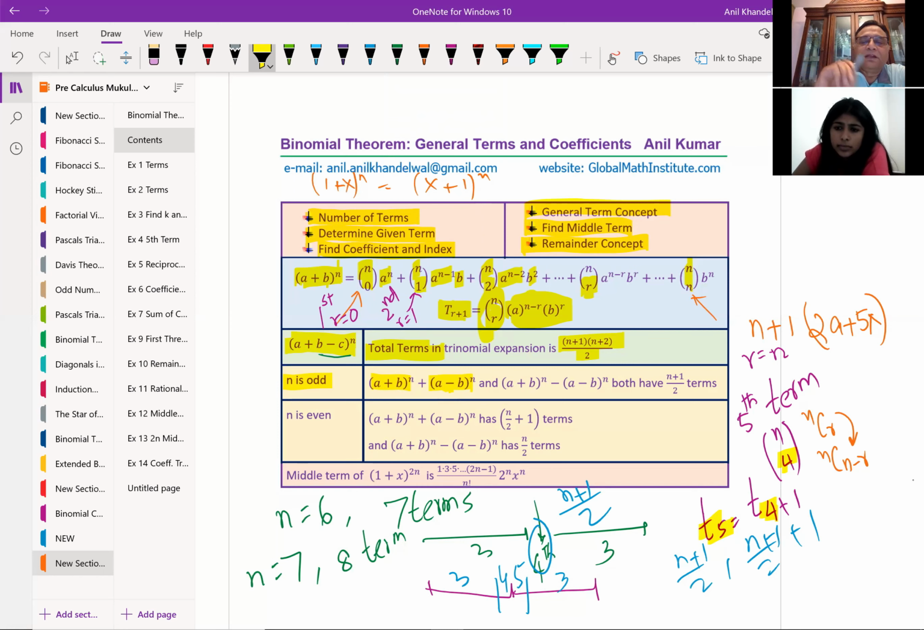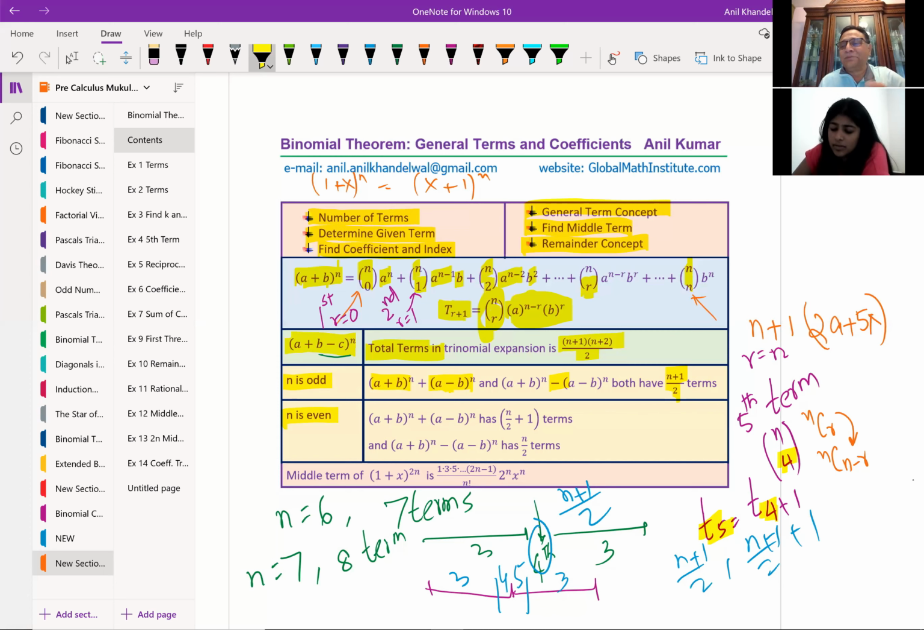Now, if n is odd, and you are adding them or subtracting them, then the middle terms both have (n plus 1) divided by 2 terms in that case, because an equal number cancels away. But when you have an even power, there's one extra term in the center. That extra term may get cancelled, may not get cancelled, depending on that, correct?